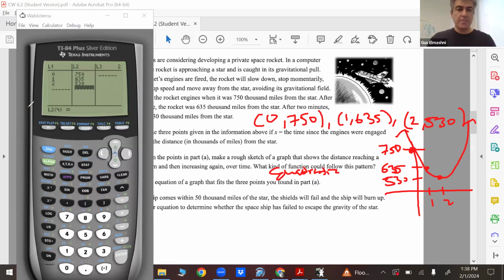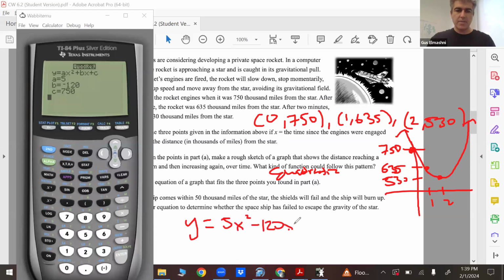Hit stat again. Go to calc, quadreg, calculate, and there you go. So the equation is going to be y equals 5x squared minus 120x plus 750.